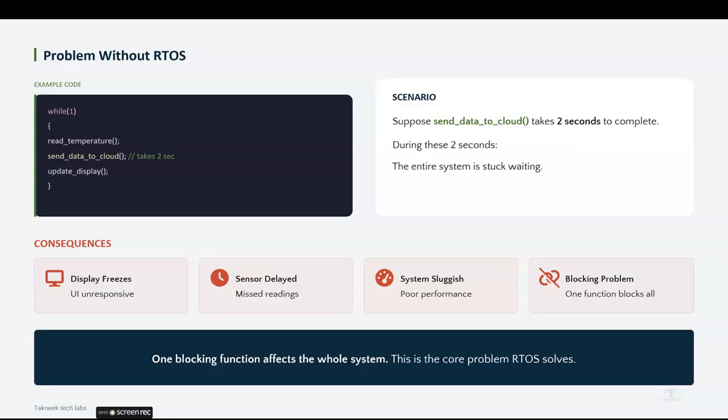Without RTOS, suppose sending data to the cloud takes 2 seconds to complete. During these 2 seconds, the entire system is stuck waiting. With RTOS, the system is not stuck waiting, and other tasks get the CPU to run. One blocking function affects the whole system. This is the core problem that RTOS solved. If you want to answer what the problem with super loop architecture was, and what problem was solved by RTOS, this is your answer.